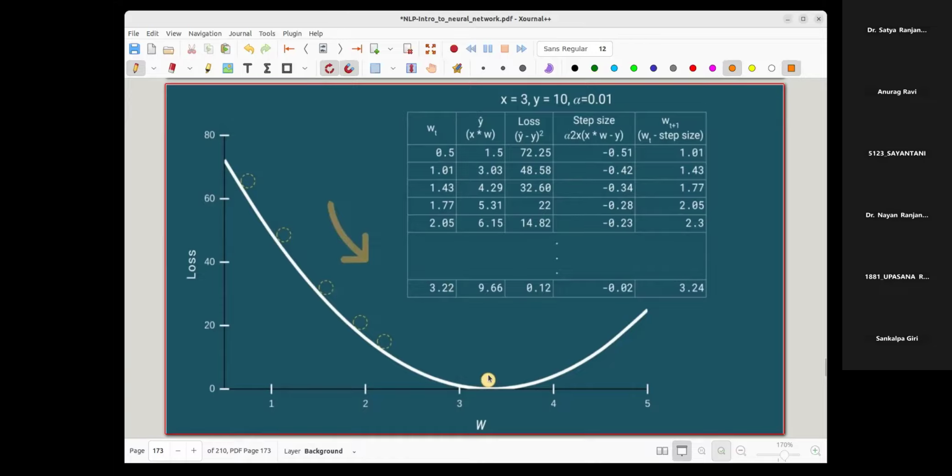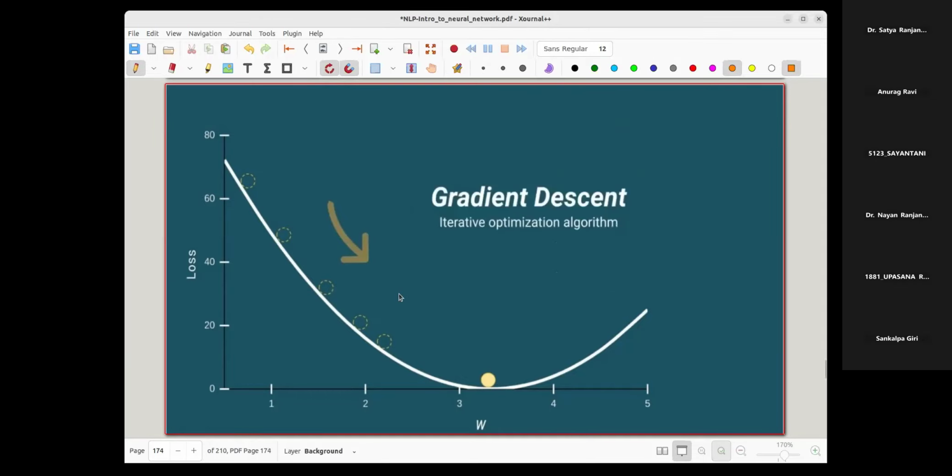We're just going down, down, down and finding out the minimum. Okay, and we call this gradient descent. So this algorithm is called gradient descent. We are calculating the gradient, that is derivative, and descending against the gradient. That's why we are subtracting. Okay, so it is an iterative optimization problem, and this procedure is being used in neural networks to get the W.